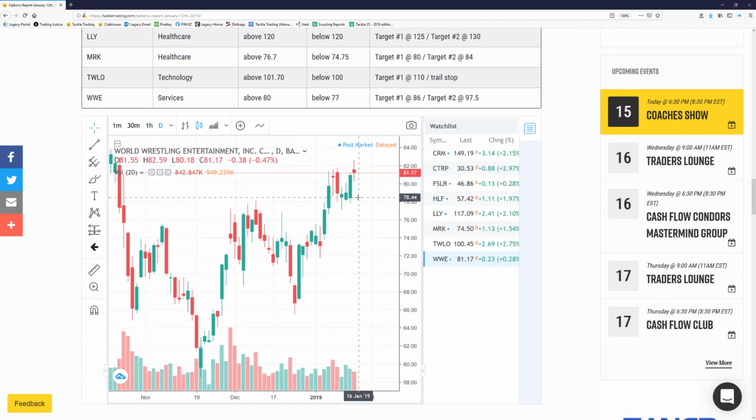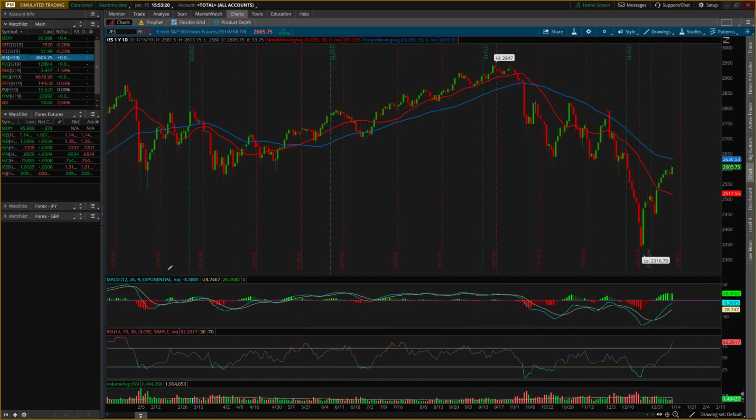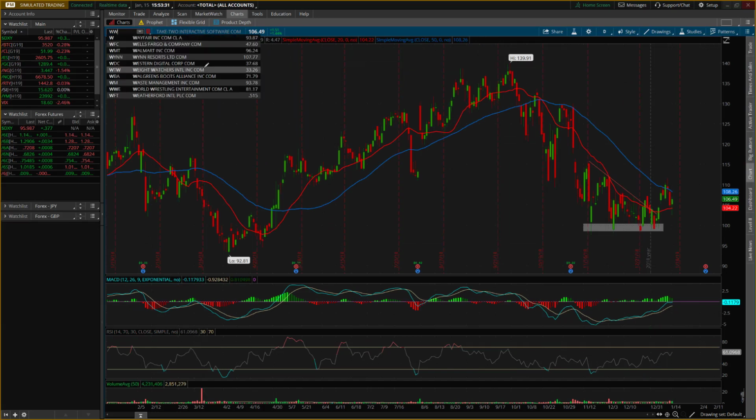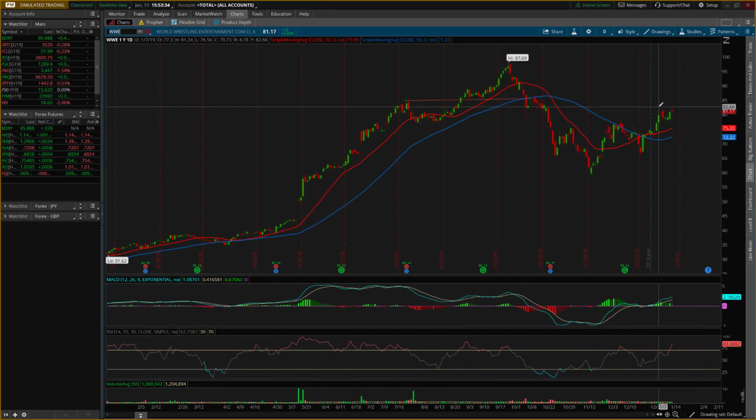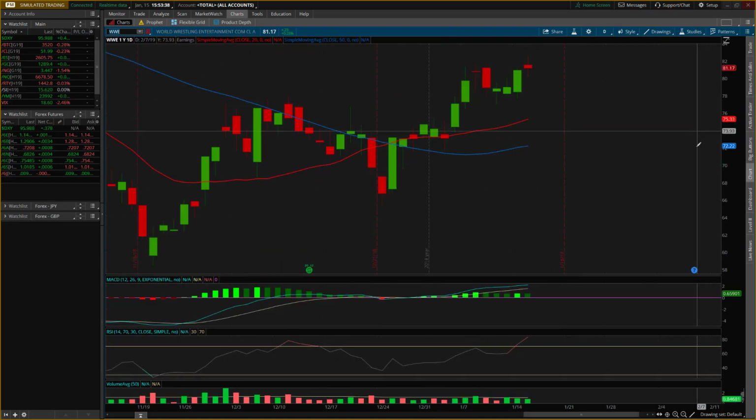So we found CRM, we found Twilio, we found WWE. All of those are pretty good. So let's go into our broker software. So we've got WWE, nice breakout there, continuation. I like that trade. So we're going to prep WWE here. Right now the market is closed. And as the market is closed, you see no price action going up or down. The stock market is closed today. It won't open until tomorrow at 9:30 a.m.